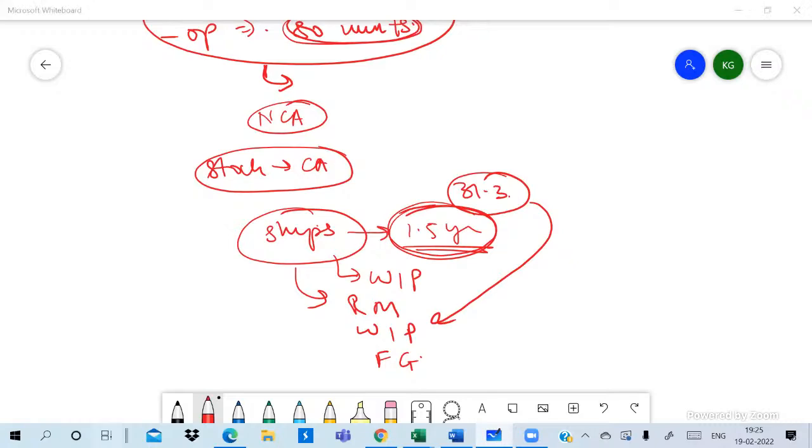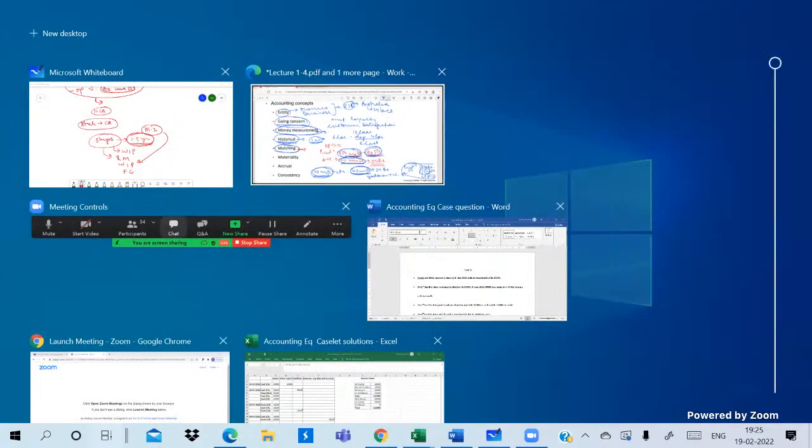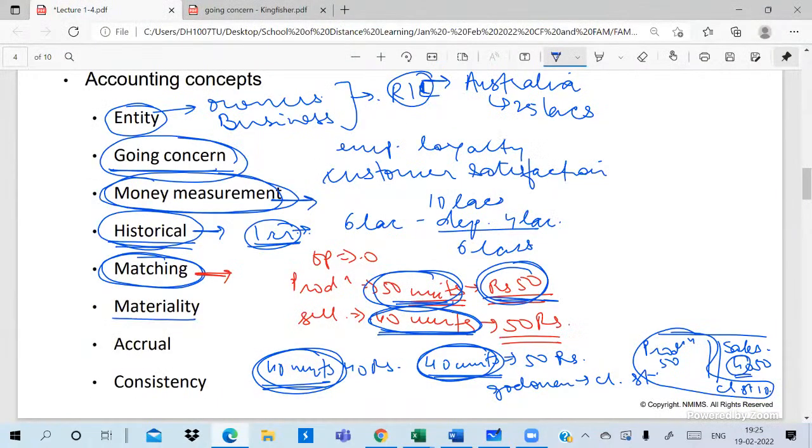Okay. Fine. Let's move to the next one then, which is your materiality concept. Let's look at materiality. Now, what is materiality? This basic concept says that only those items which can impact any decision that I have to take have to be disclosed. Now, this is very subjective. Something could be material for you, but it could be immaterial for me. Let's take an example.